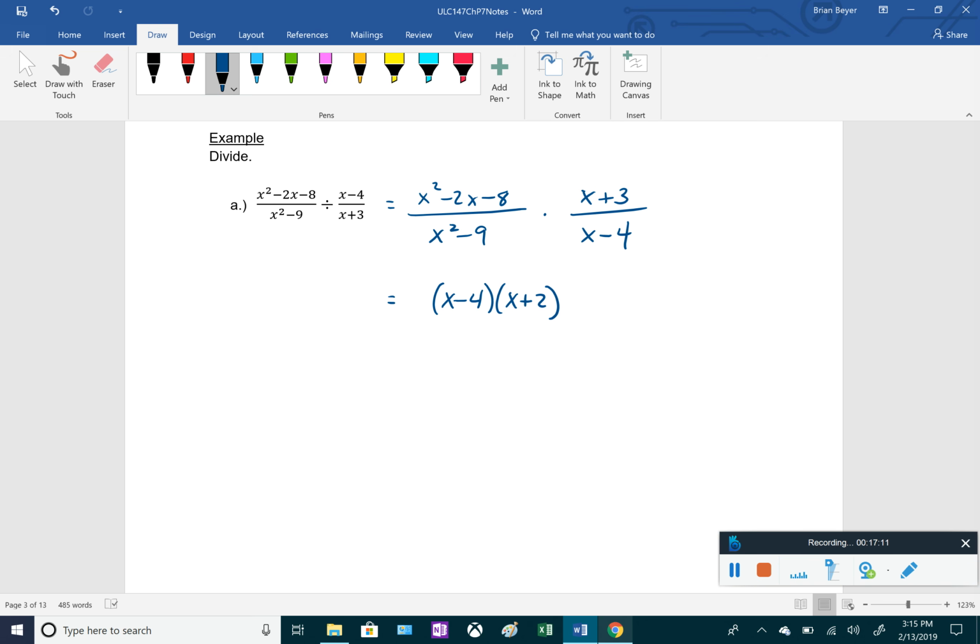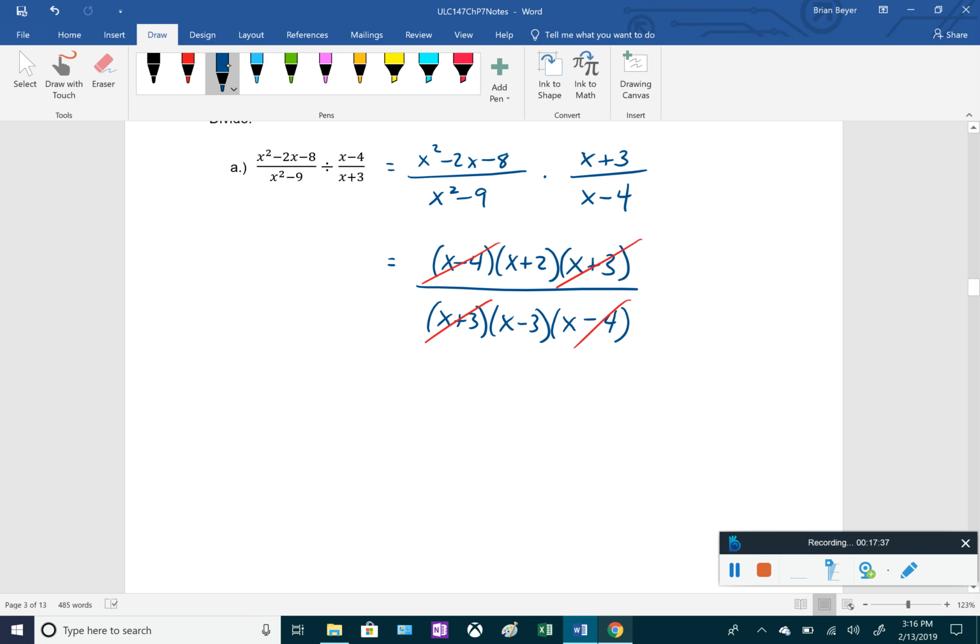I'm going to write this as one fraction right now, knowing we're going to be multiplying that other numerator, x plus 3. Then we factor the x squared minus 9, difference of squares, x plus 3 times x minus 3, times the other denominator. Once again, just skipping that step. Common factors of x plus 3 cancel, common factors of x minus 4 cancel. This is going to give us pretty clean x plus 2 over x minus 3.